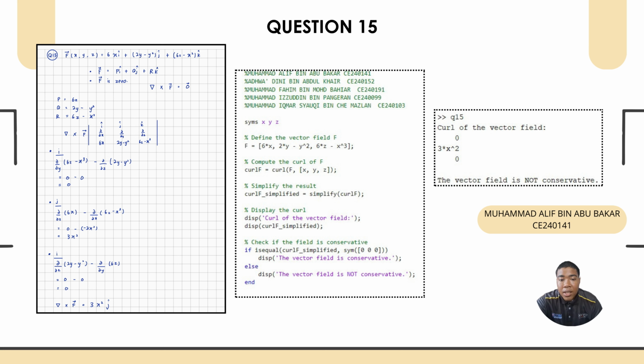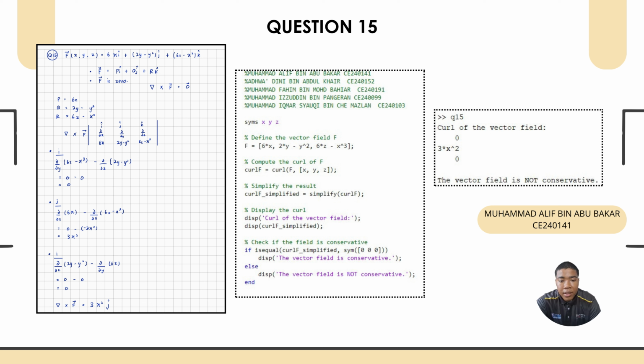The j component is the partial derivative of the i component with respect to z minus the partial of the k component with respect to x. That becomes 0 minus negative 3x squared, which simplifies to 3x squared. The k component is the partial of the j component with respect to x minus the partial of the i component with respect to y, which is 0. Since the curl is not equal to 0, the vector field is not conservative.